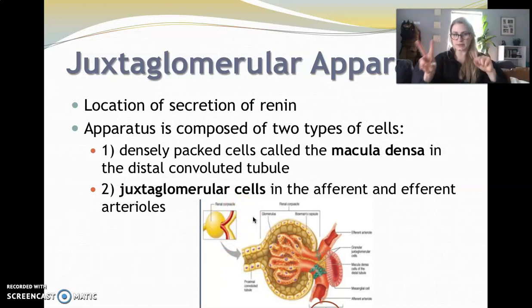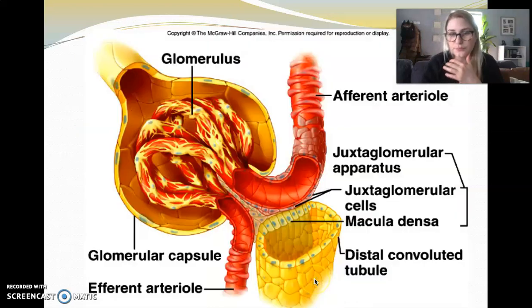We have two types of cells. We have the densely packed cells called the macula densa. They're dense, and those are going to be near the distal convoluted tubule, which we're going to come back to later on. And then, most importantly, the juxtaglomerular cells in the afferent and efferent arterioles. So we have these cells that are right in this area, right there.